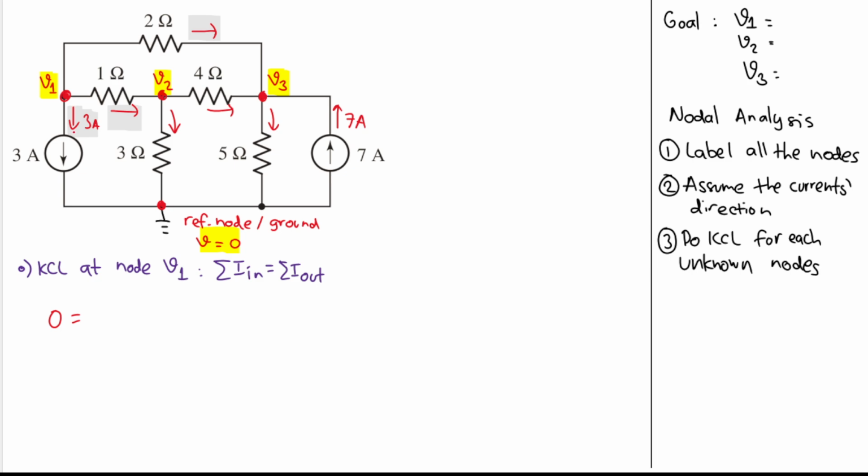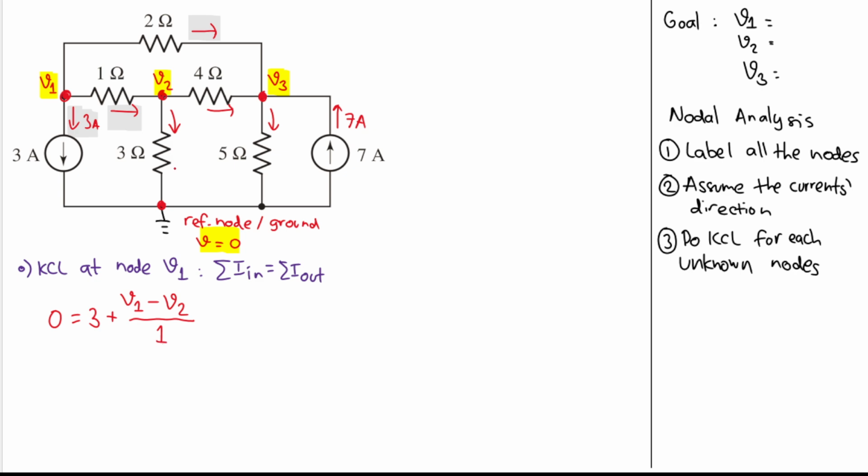Here we have 3 ampere, so we know exactly the value of that current. This current here we don't know yet, but we can use Ohm's law. Ohm's law says that the current is the voltage divided by the resistance. But how do we calculate the voltage? The voltage is the difference between where the current comes from and where it goes. So I will have V1, and then the current goes to V2, so minus V2. But this is voltage. To get current, we need to divide it by the resistance, which is 1 here.